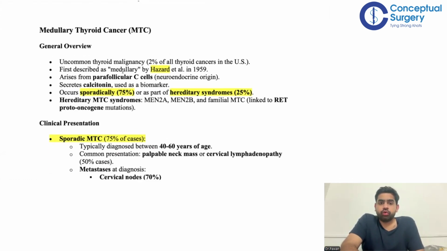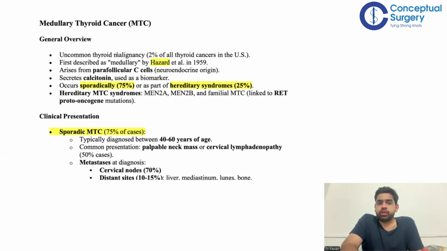Now, overall, this particular thyroid malignancy is uncommon. It constitutes around 2% of all thyroid cancers in the US. As you can see, it is not the common one. We already saw what the most common thyroid malignancy is: papillary carcinoma of thyroid, right? What is the second most common? The second most common is follicular carcinoma of thyroid, around 11%. And then we have medullary carcinoma of thyroid, which is around 2%. It was first described as medullary by Hazard et al. in 1959. That's fine. Even if you don't remember it, it's absolutely okay.